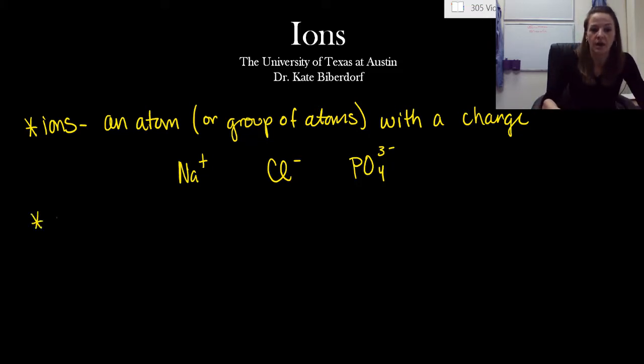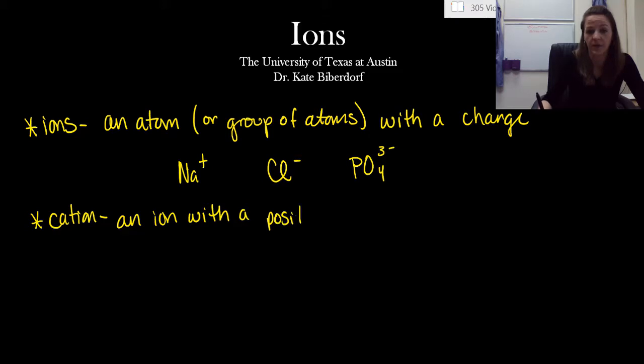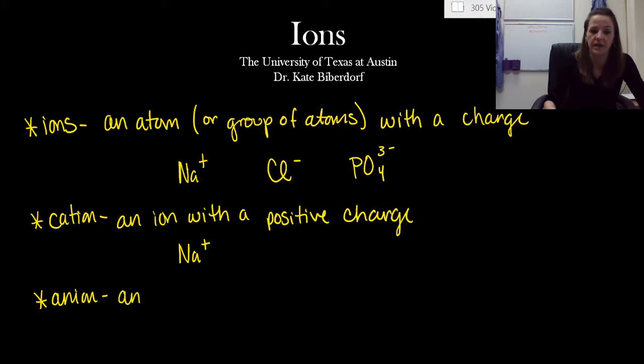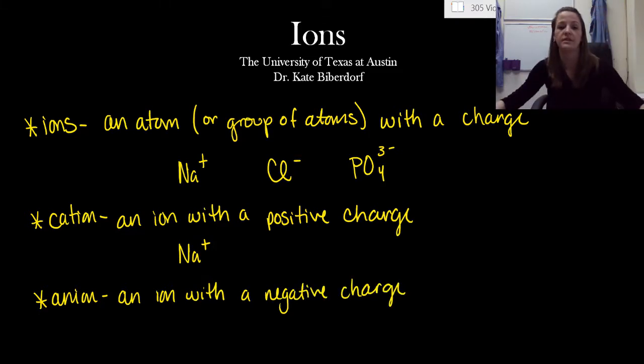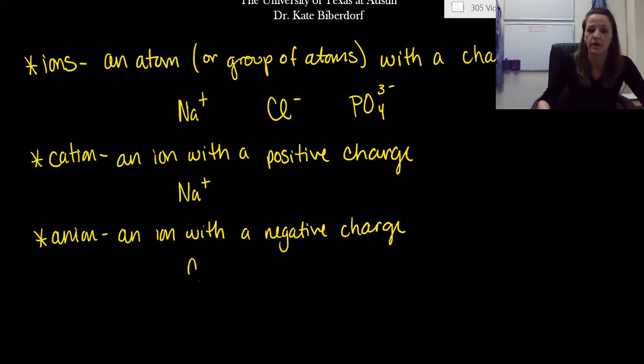The first one we always talk about is a cation. A cation is simply an ion with a positive charge. Out of the examples that I provided above, the only cation we have is Na+. And then an anion is simply an ion with a negative charge. The big example we have above would be our Cl-.